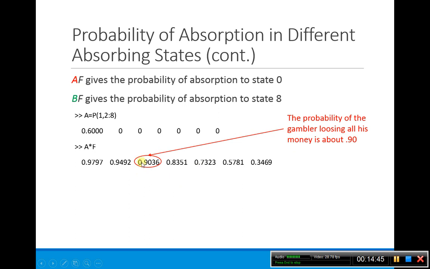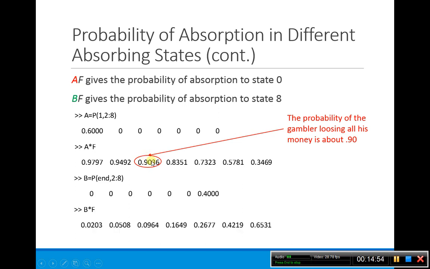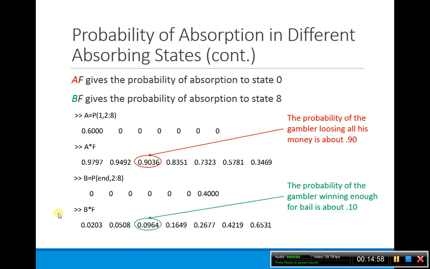Notice here the one that we're interested in is if we start at $3, so the probability of the gambler losing all of his money is about 90%. So we can do the same thing for the blue matrix, and obviously these should add up here. So the probability of a gambler winning enough money for bail is about 10%.